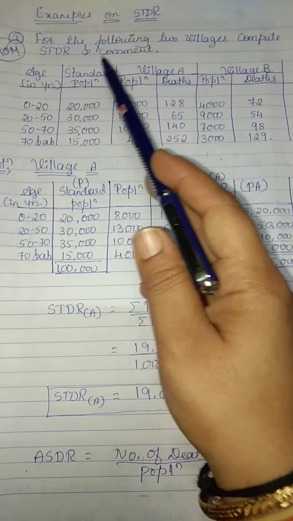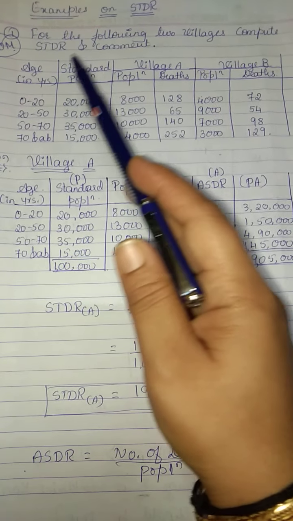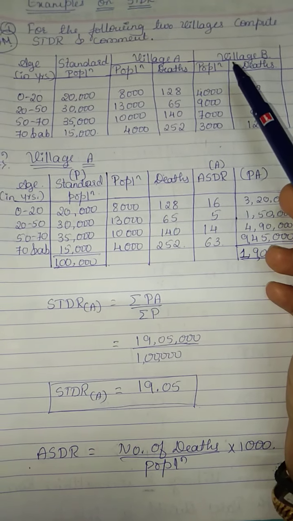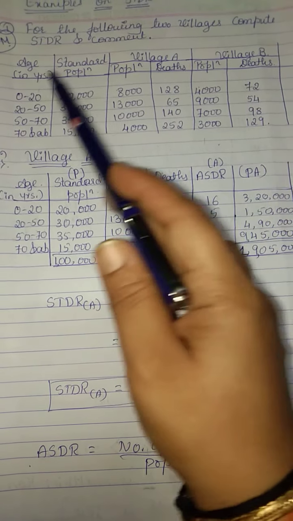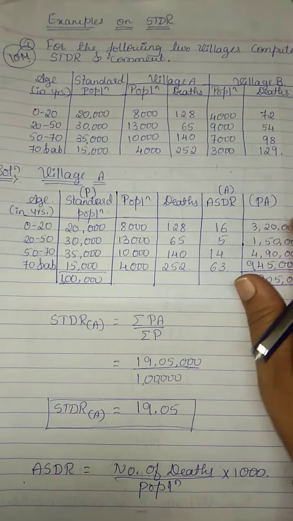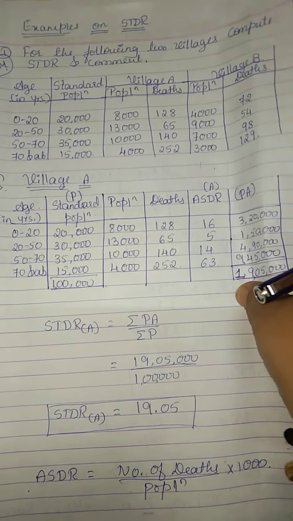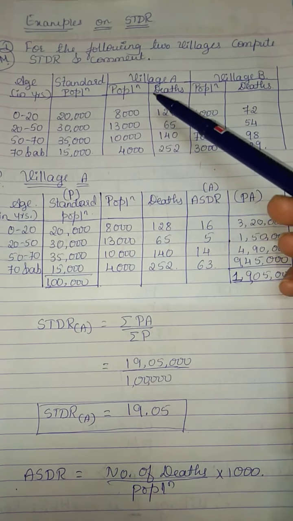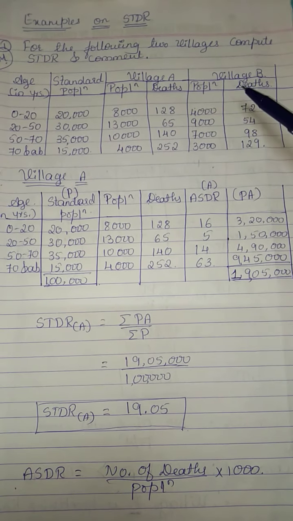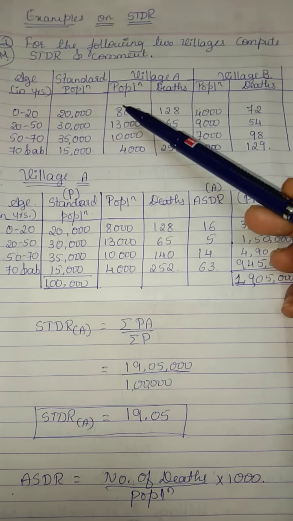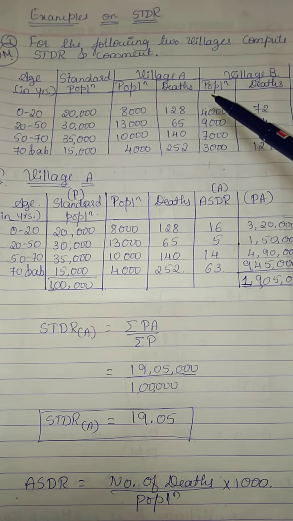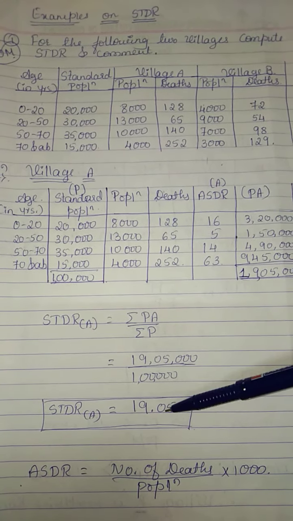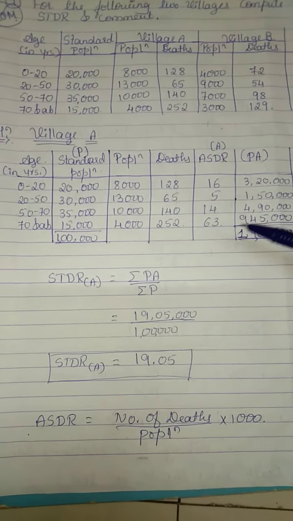For the following two villages, compute STDR and comment. So you are supposed to find out STDR for two different villages A and B. This will be the question. First column, they have given age. Second column, standard population. Next, village A, village B. For village A, they have given population and deaths. For village B, they have given population and deaths. As this is a 10 marks problem, we'll solve it separately, so it will be clear for you also.